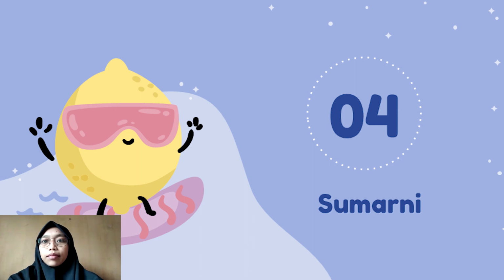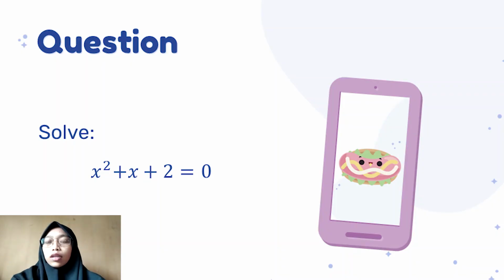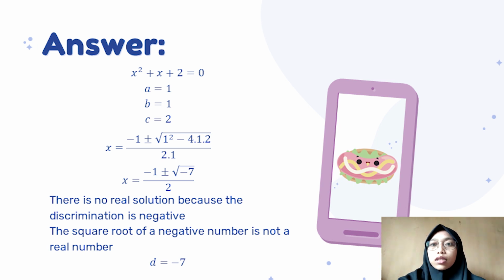Time is yours. Okay, my name is Sumarni. I want to explain about the quadratic equation x squared plus x plus 2 equals 0. For this problem, we use the quadratic formula. That is a equals 1, b equals 1, and c equals 2.